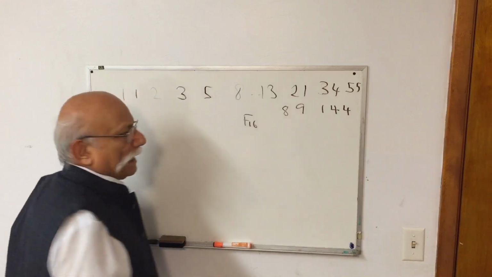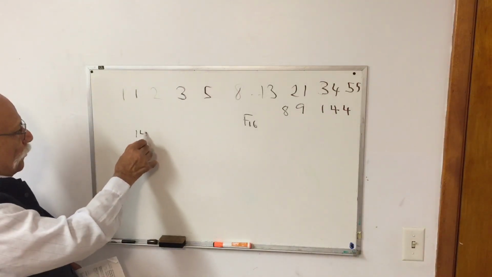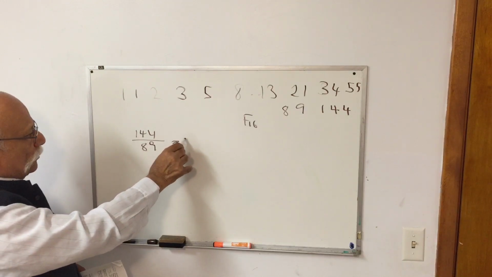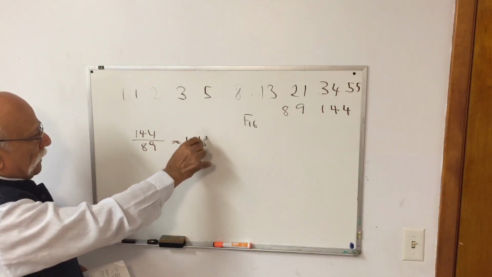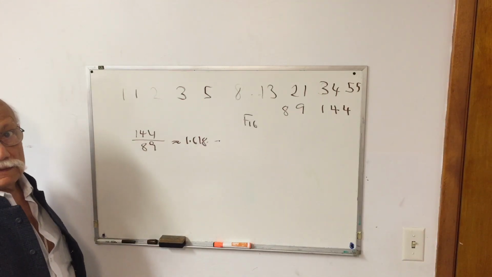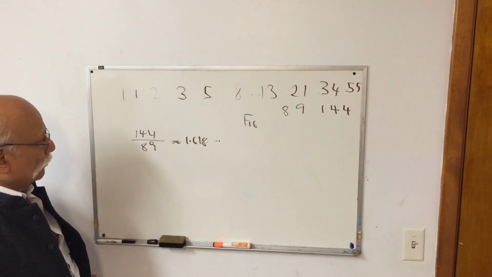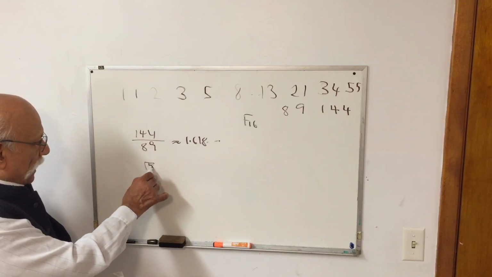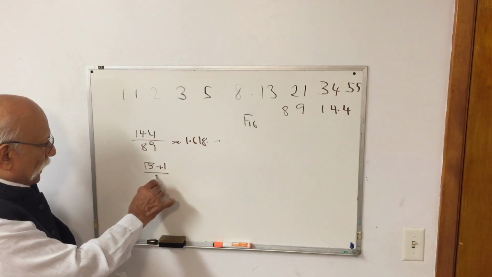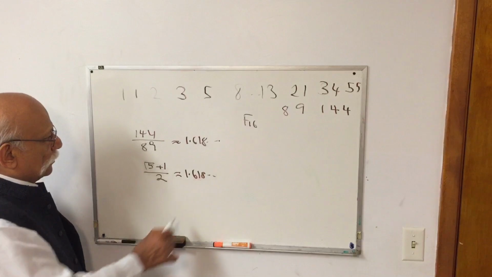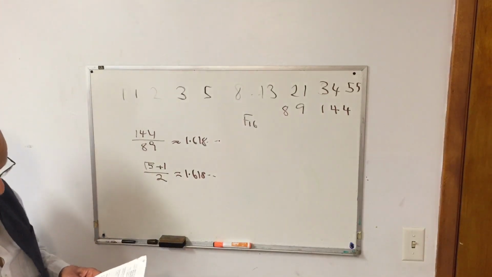Okay, now, if you divide 144 by 89, you will get very close to 1.618. And that is the golden ratio. So read that. If you divide two terms of the Fibonacci sequence, the larger one by the previous one, you will get the golden ratio, which happens to be (square root of 5 plus 1) divided by 2, which is approximately 1.618. So read a little bit more on the golden ratio.